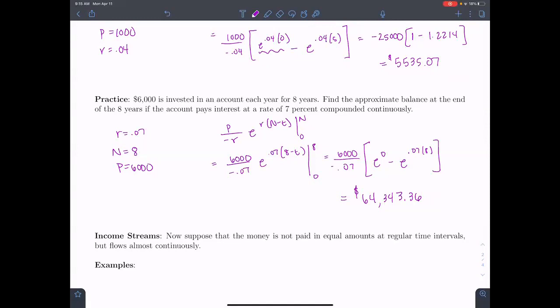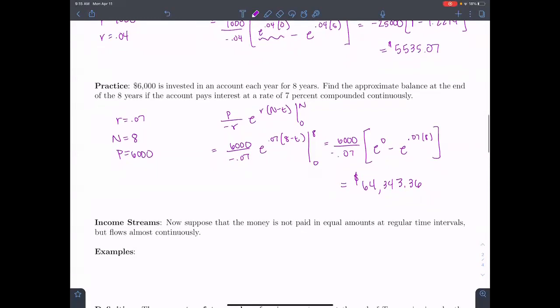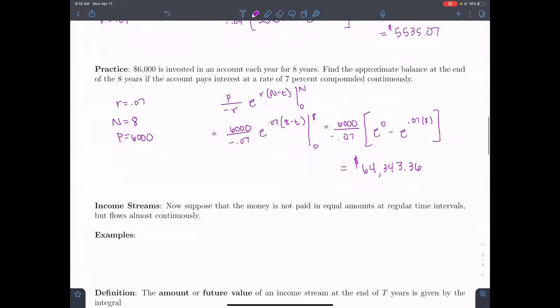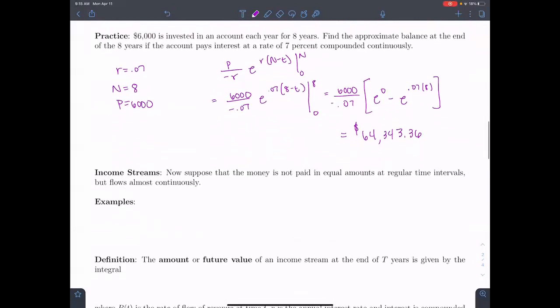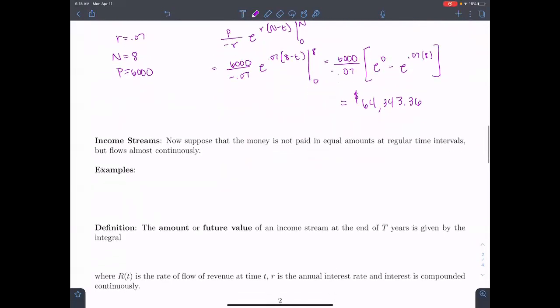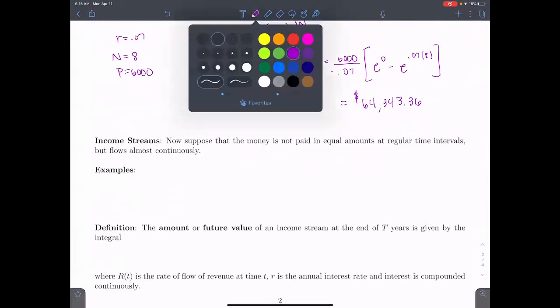Now suppose that the money is not paid in equal amounts at regular time intervals, but flows almost continuously. This would be something like ticket sales for an airline.